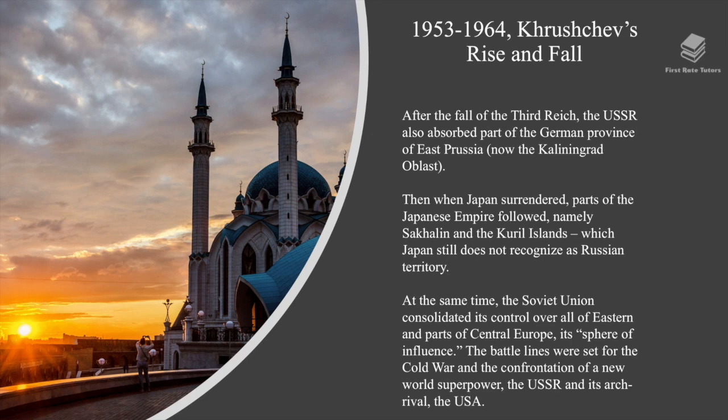After the fall of the Third Reich, the USSR also absorbed part of the German province of East Prussia. Then when Japan surrendered, parts of the Japanese Empire followed, namely Sakhalin and the Kuril Islands, which Japan still does not recognize as Russian territory. At the same time, the Soviet Union consolidated its control all over Eastern and parts of Central Europe, its sphere of influence. The battle lines were set for the Cold War and the confrontation of a new world superpower, the USSR and its arch-enemy, the USA.